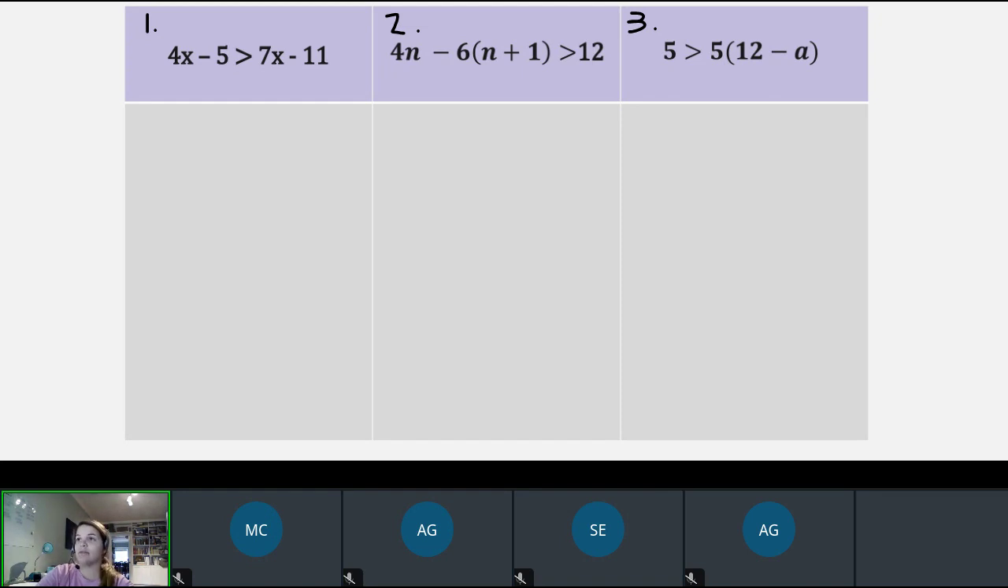Yes, I got to get my like terms together. So I got to get them on the track, 4x. So this is a positive 4x. If I want to move it to the other side of my inequality, I have to do the opposite. So I'm going to subtract 4x so that it becomes 0 on the left side. So I get negative 5 is greater than 3x minus 11. What would my next step be?